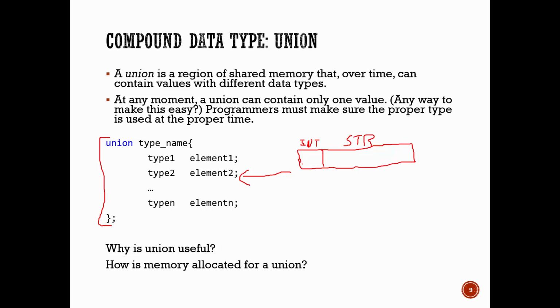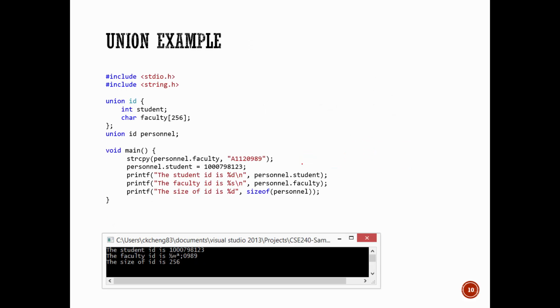Let's take a quick look at some code that uses it. So over here we have an example, boilerplate stuff at the top, then we're defining a union type. So our union type is ID, and it contains 2 things, a student int and faculty char. So this is actually kind of like the picture I drew a minute ago. And then we create a new union ID variable called personnel. And look over here at main. So basically what we're saying is, okay, I have this variable called personnel, and this variable called personnel, right, is of the union type. How can we manipulate it?